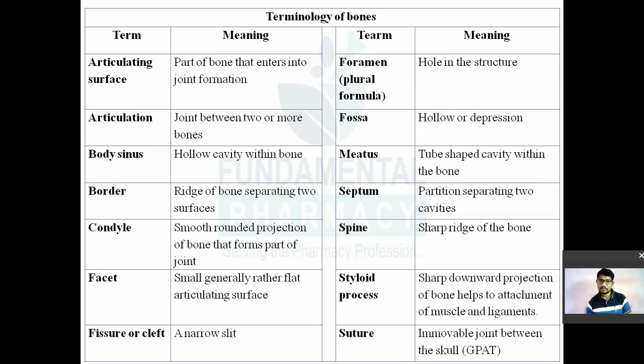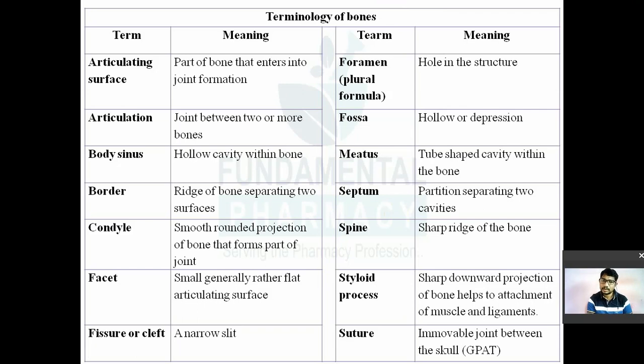Then fossa means a depression or a hollow cavity present on the bone. That is known as a fossa. Then meatus means a tube-shaped cavity within the bone. Septum. What is meant by septum? It is nothing but a partition separating two cavities. So if two cavities are there in the bone, they are separated by one partition. That partition is known as a septum.